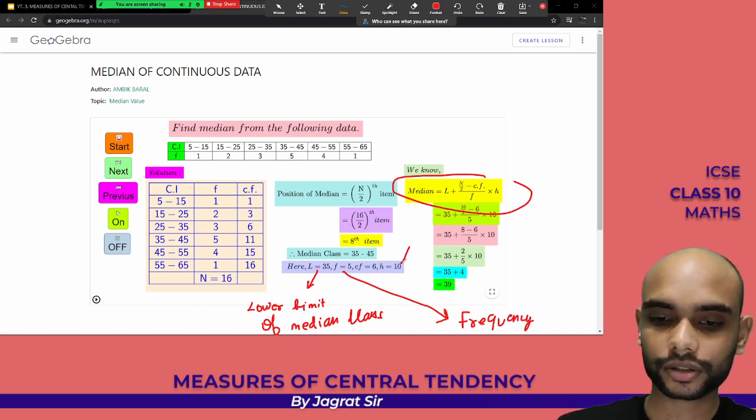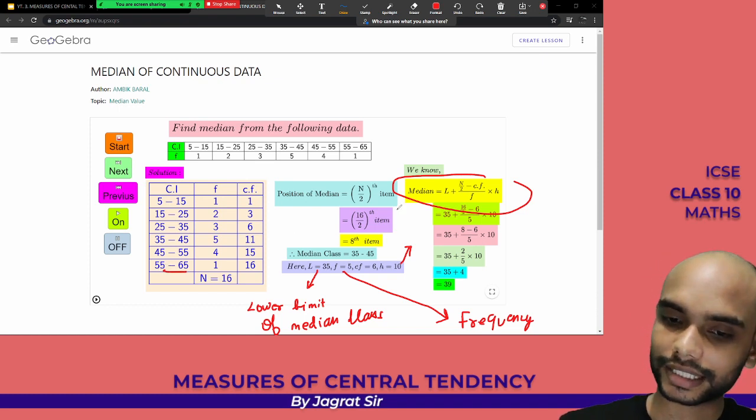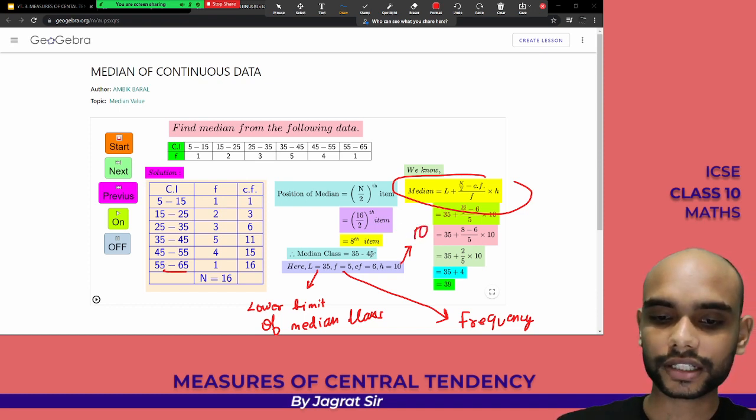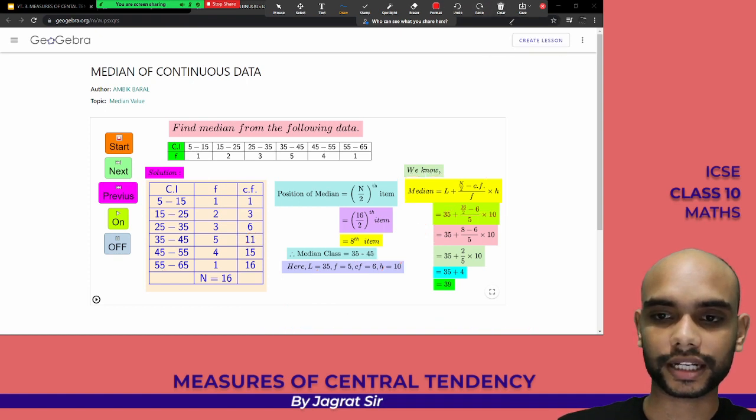But H is also the distance between the upper limit and the lower limit, that is 10 always. The only difference comes in the CF. CF is not considered this one, it is considered this one. Okay, the CF above the median class is considered, the CF of the median class is not considered. I hope I have made myself clear.